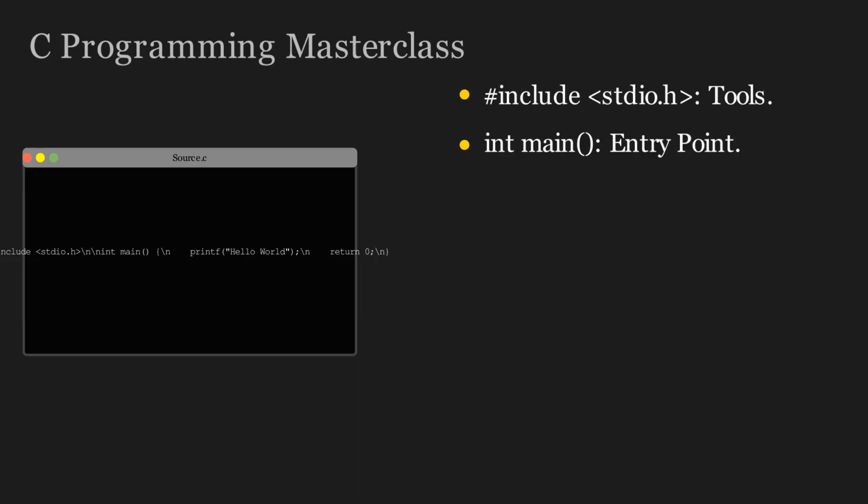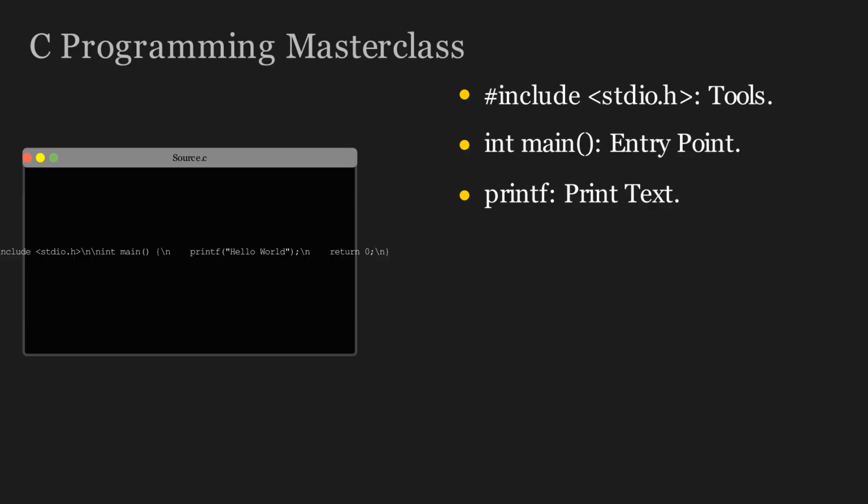Next, we have int main. This is the main function. Every C program must have one main function. It is the entry point where execution begins. Inside the curly braces, we write our instructions.